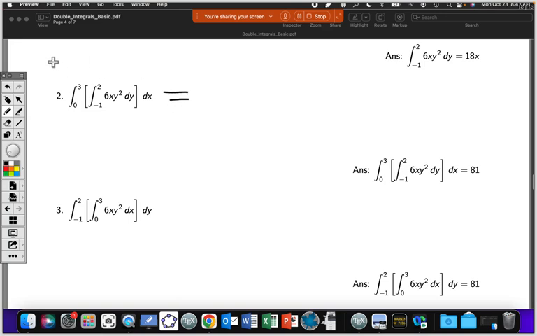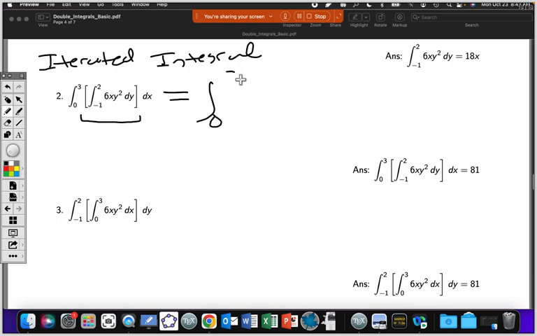So this is an example of what's called an iterated integral. The innermost integral is the one you do first, and this is the one we just did. So you integrate the inside first, you integrate out the y, and now you're just integrating the x. And then you just run this through as you would.